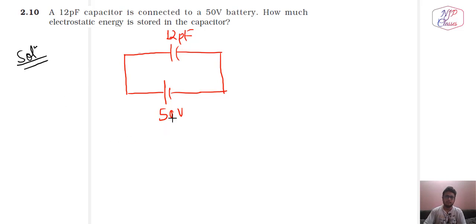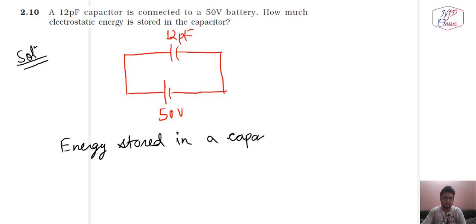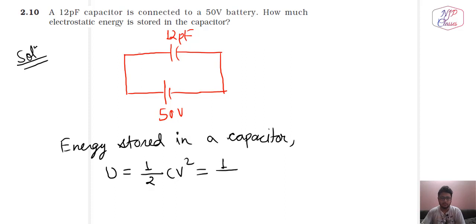so kiman electrostatic energy capacitor to store hobo jodi mi 50 volt battery eta logai dio, if we connect a 50 volt battery what would be the energy stored, okay, so ami janu energy stored in a capacitor, expression for energy stored in a capacitor is given by U is equal to half C V square, where V is the voltage and C is the capacitance.